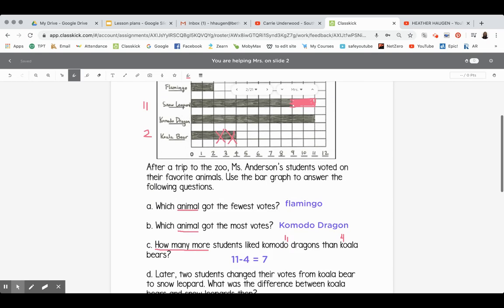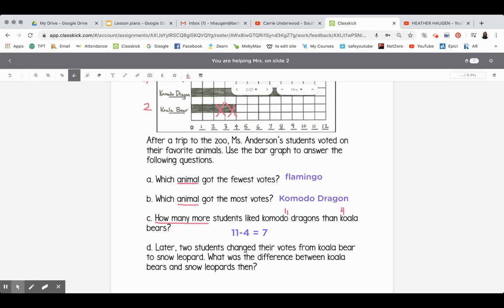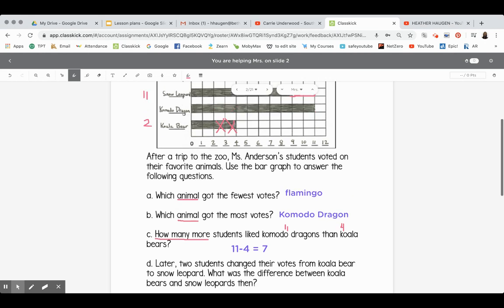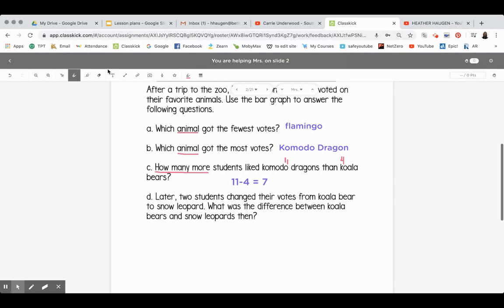But when I look at the question again, it says, so now what's the difference? Well, find the difference means subtract. So I'm simply doing the math problem. 11 minus 2 equals 9. So now after those kids change their votes, now the difference between the kids that like koala bears and snow leopards is 9.